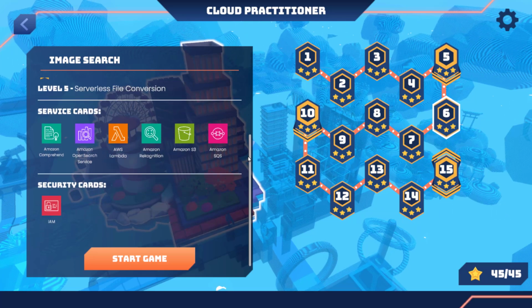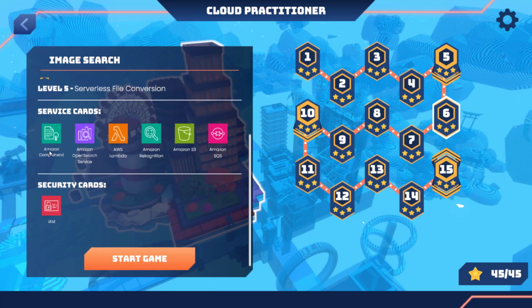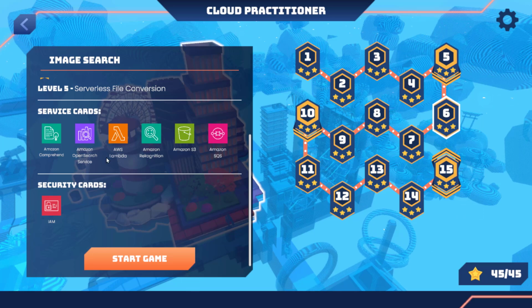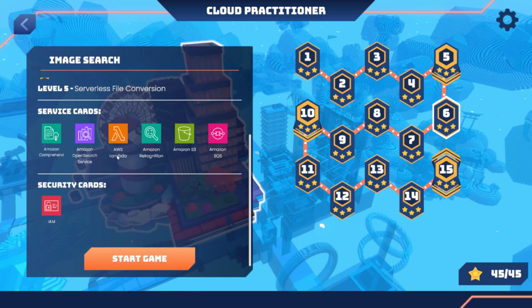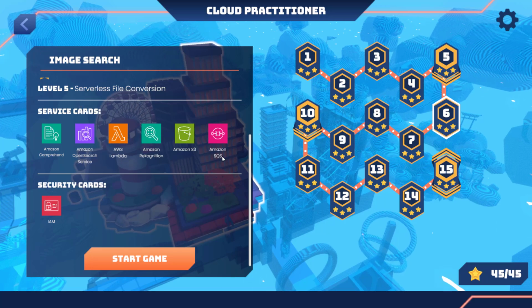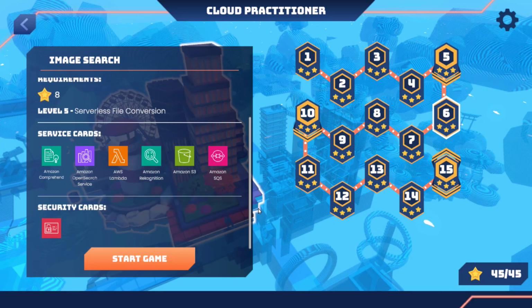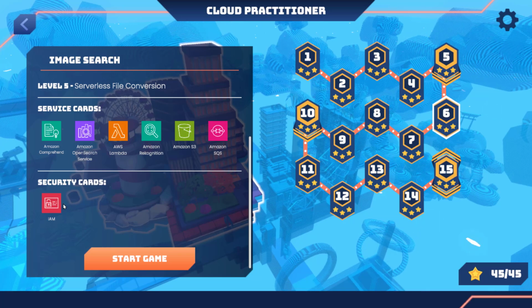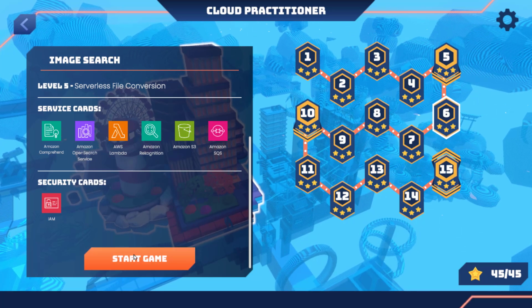So the services that we are going to use as part of this are Comprehend, which we used in the last one as well, OpenSearch Service for searching, and then Lambda, Rekognition, S3 and SQS. These are all serverless services. And we do have a security card, which is IAM. So let's start the game.